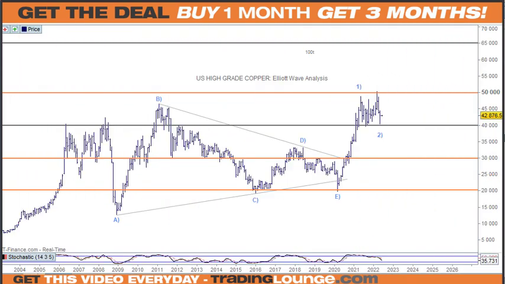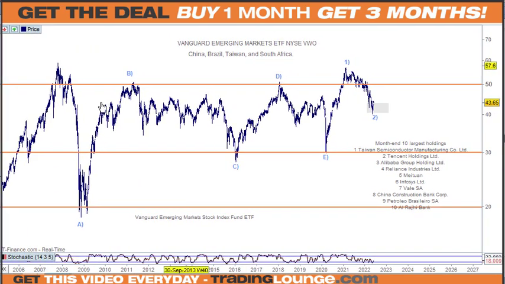And this one's monthly. So here for copper, and even though this is high grade US copper, the LME copper will be the same. So the A, the B, the C, the D, and the E wave, and then an impulse wave to the upside. Okay, so it's the same for the emerging markets. So the A wave, the B wave, the C wave, the D wave, the E wave, and then up for one. We've pulled back for wave 2 now.